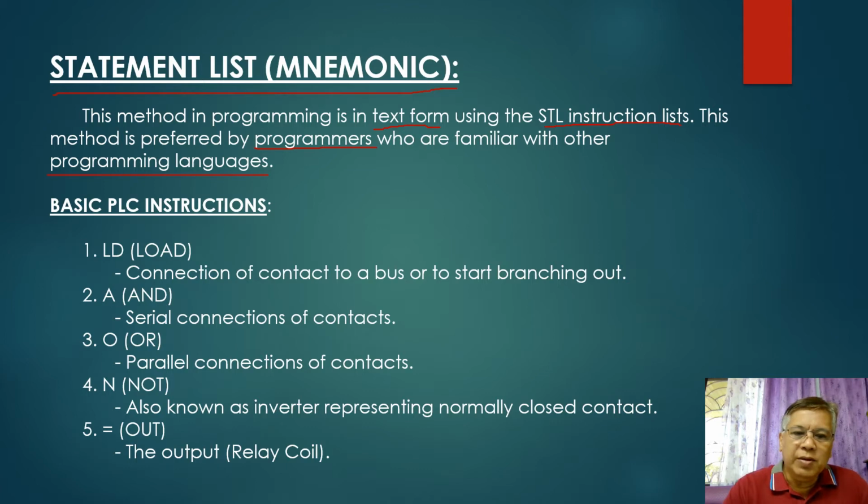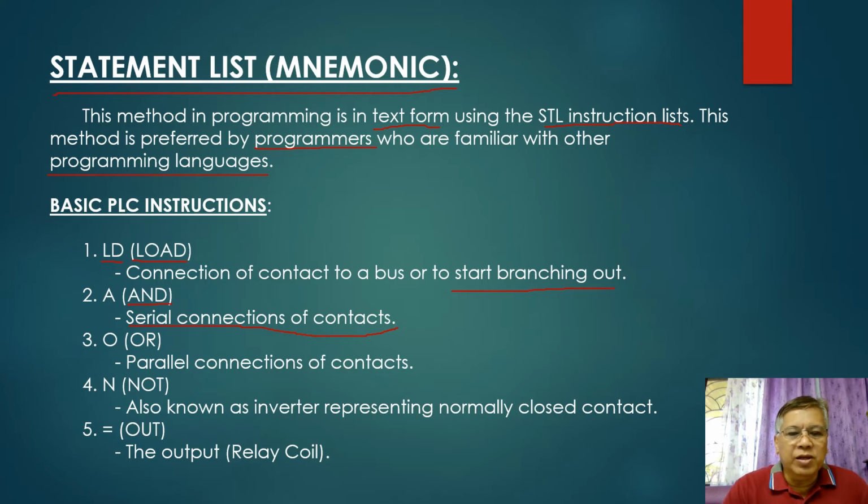You have load, which is represented by LD. Load is basically used when you start your programming, or when you start branching out. Then number 2 is the AND, or AND gate. And we know from our previous discussion that AND is connected in serial form, or serial connections of contacts.